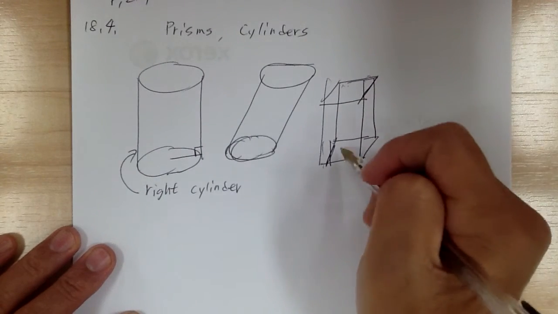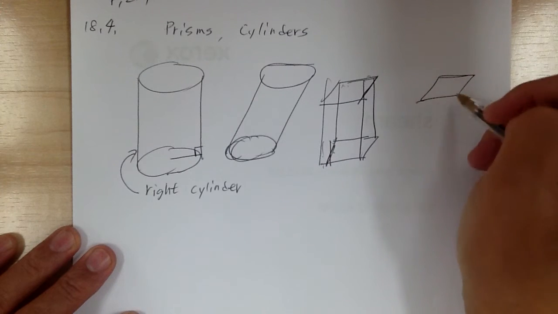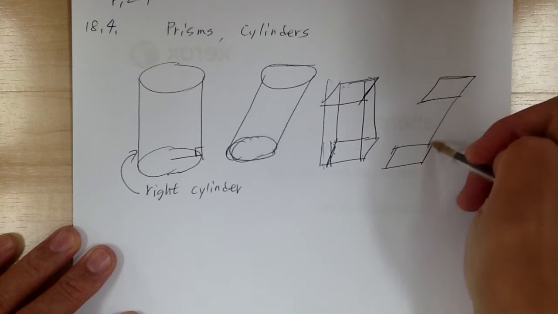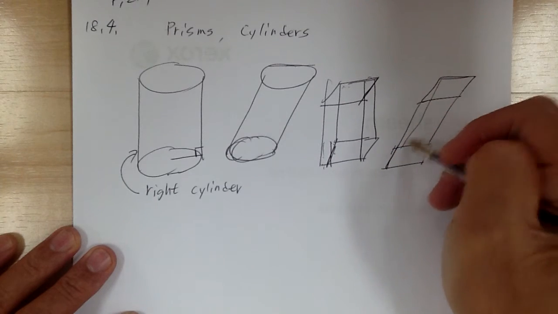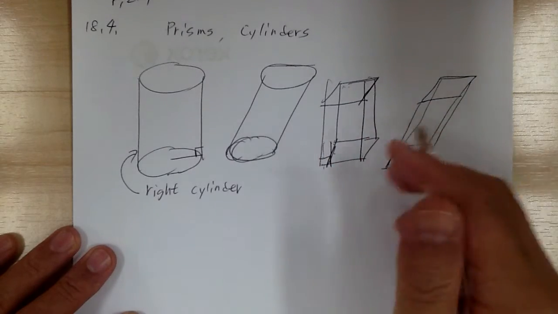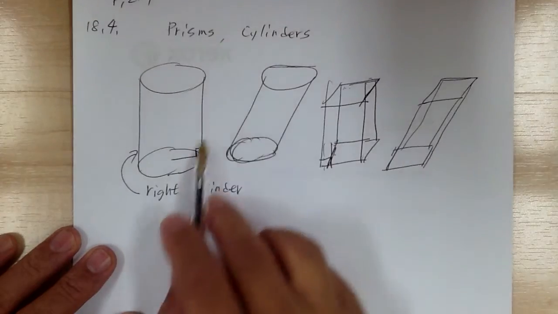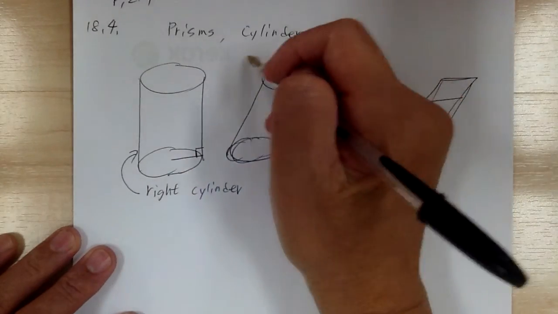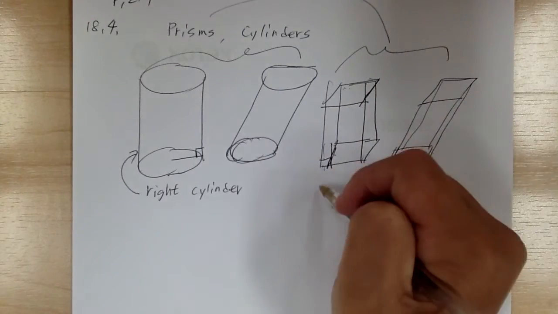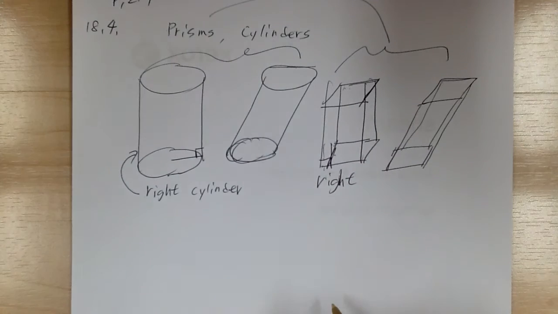So this would be, again, right, whereas sometimes you can have a slanted situation. Again, when it goes straight up, it means it's right. The prism means the base is a polygon, whereas for the cylinder, the base is a circle. So that is that, and this is that. Again, this is right.